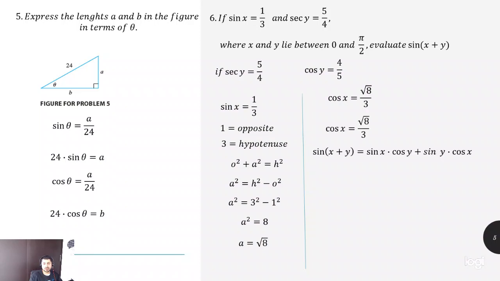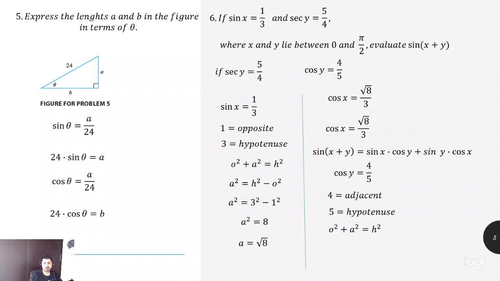Then you have to know, because of the trigonometric identities, that sin(x plus y) is exactly equal to sin x times cos y plus sin y times cos x. We already have most of them, but we are still missing the part of sin y. So we're going to find it the same way that we did before. The cos y is equal to 4/5. So it means that the 4 is the adjacent, the 5 is the hypotenuse.